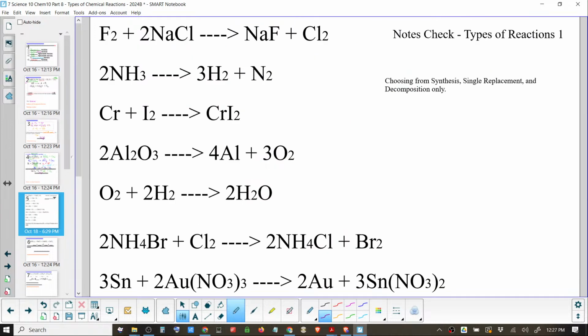Okay, go through these. I'm going to call people up to identify them. You have, what, 3 minutes? 4 minutes? Designate these as either synthesis, single replacement, or decomposition. Take a look at the reactions, see which type they fit.